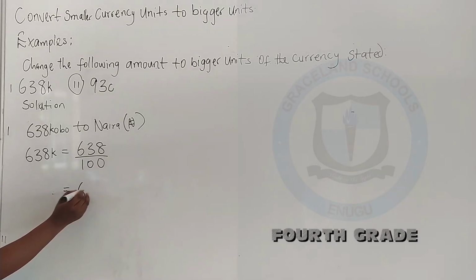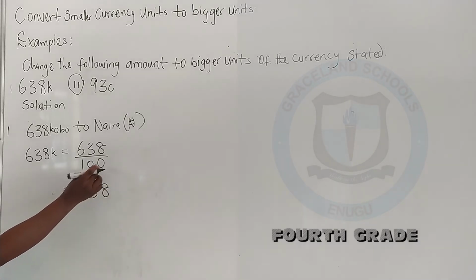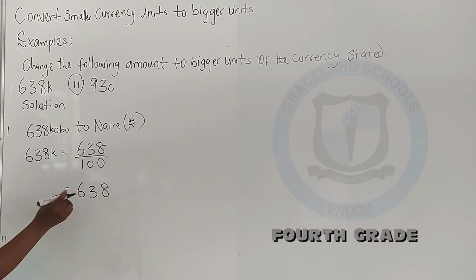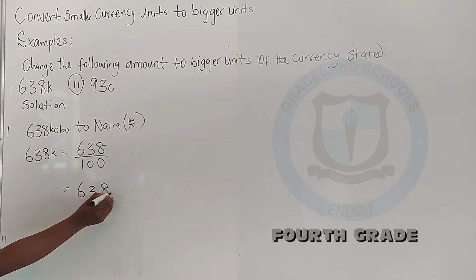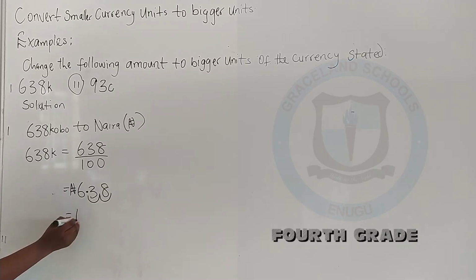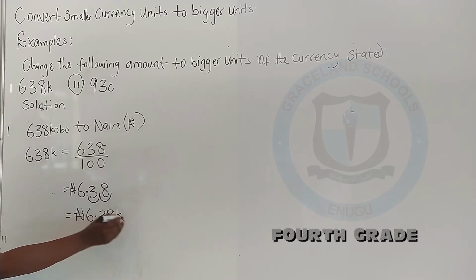Write it out. 638. Move the number of zeros to the left, 2 places to the left. 1, 2. Put your decimal point and put the naira symbol. Your answer is 6 naira 38 kobo.